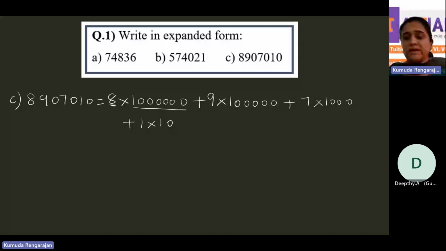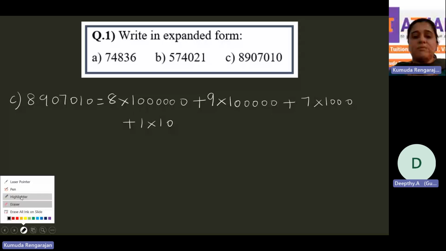Correct. So 8 into this number, 9 into this number. So then after this, you multiply. After this, you find the product. So now what's the product? This can be the second step.